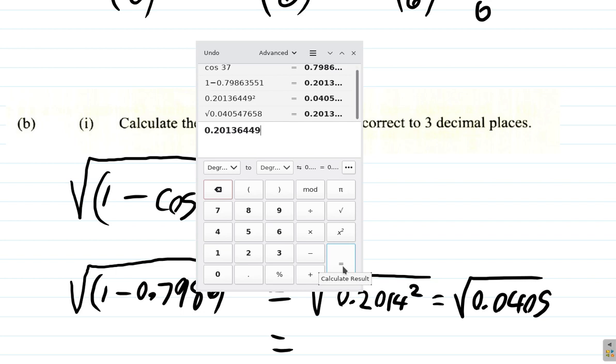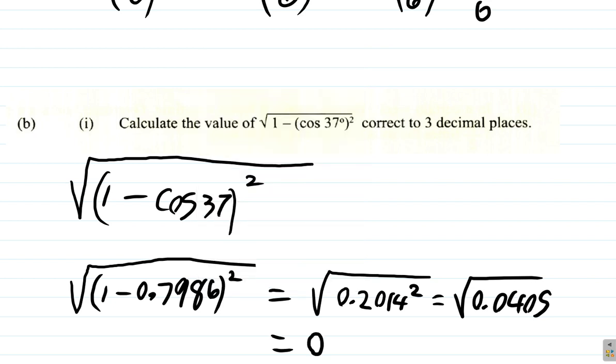Now remember, the number of decimal places is going to be the number of digits to the right of the decimal point. So what we're going to have is 0.201. Remember now, what we have is first decimal place, second decimal place, third decimal place, and we write to 3 decimal places. So that is that.